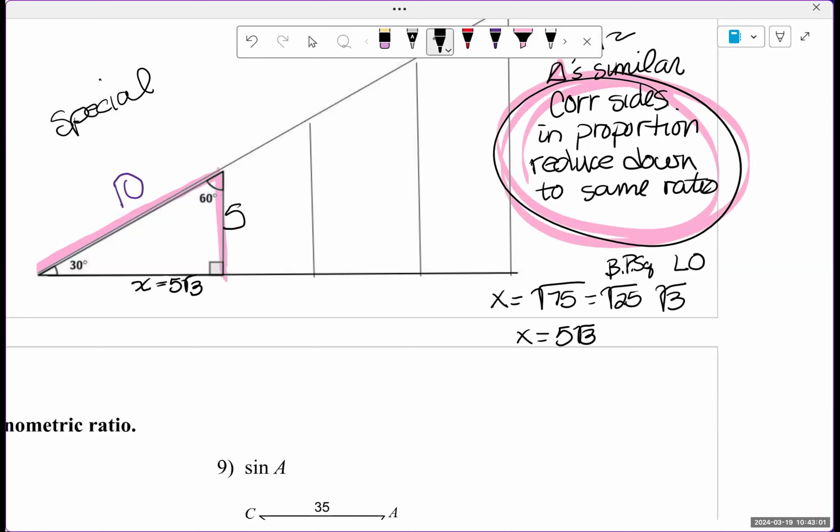So what if I make, okay, one more thing. This is called the short leg. So all the short legs are going to be in proportion. This is called, what do we call this one right here? Hypotenuse. And this is called the long leg.